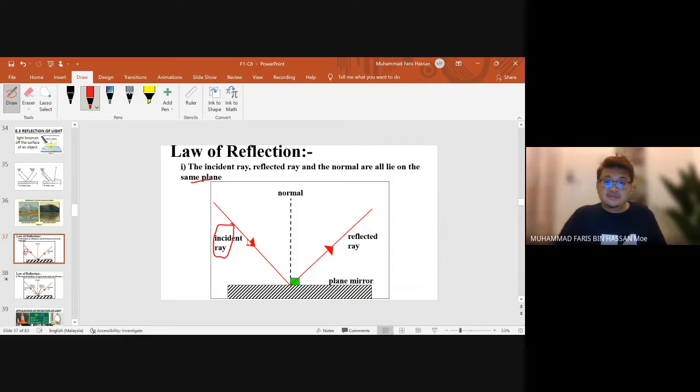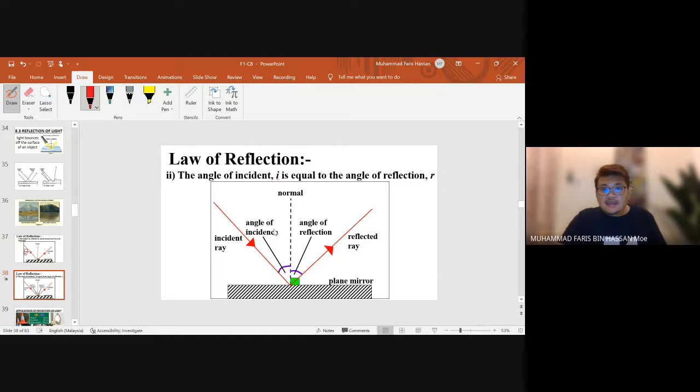Okay, this is an incident ray, and this is a normal line, and this is a reflected ray. So actually, reflected ray, in bahasa we call it as sinar pantulan, and incident ray in bahasa we call it as a sinar tuju. This is a normal, or we call it as a normal line. So from this one it will form the angle of incidence, or in bahasa we call it as a sudut tuju. And this one is the angle of reflection or sudut pantulan.